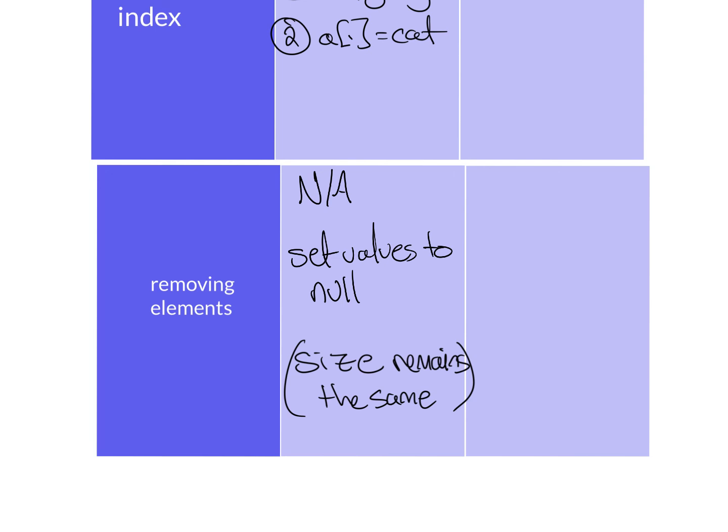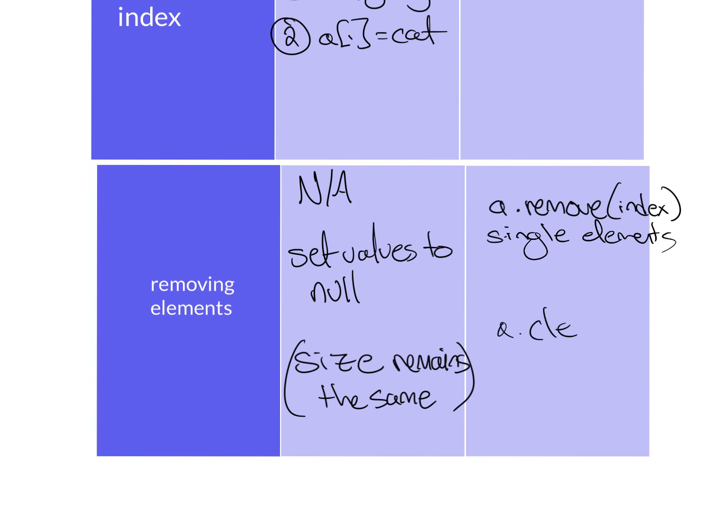With an array list, you have 2 options. If you want to remove a single element, you can use a.remove, and you can pass it an index to say which element you want removed. You can actually remove objects as well. If you just want to remove a single element, that remove will work perfectly. If you want to remove all of the elements in an array list, you can use a.clear. And that will go ahead and remove every value from your array list.